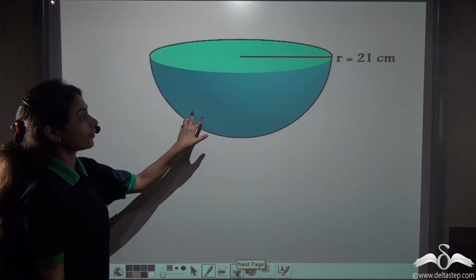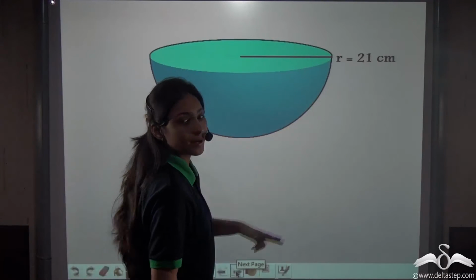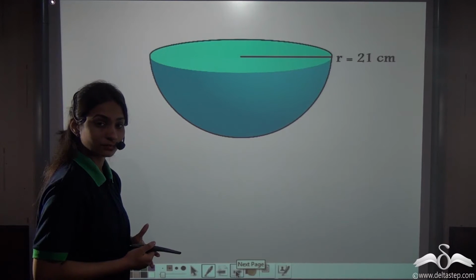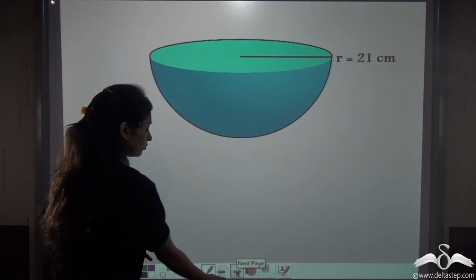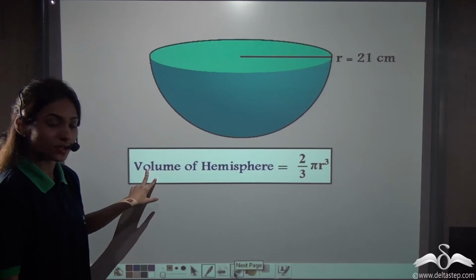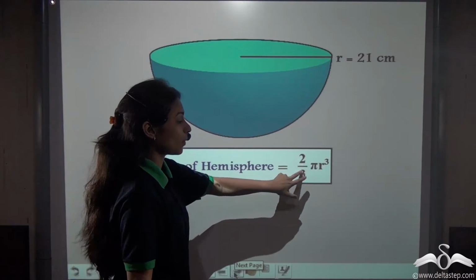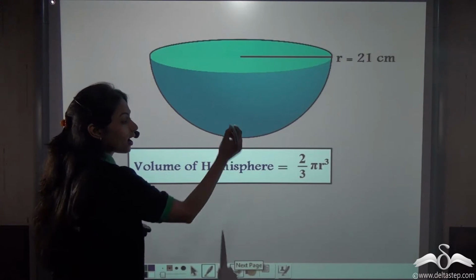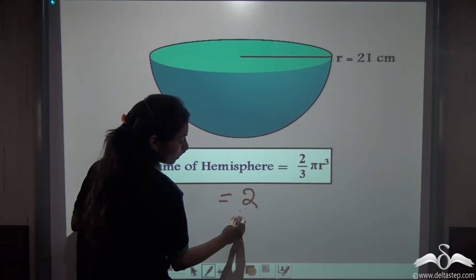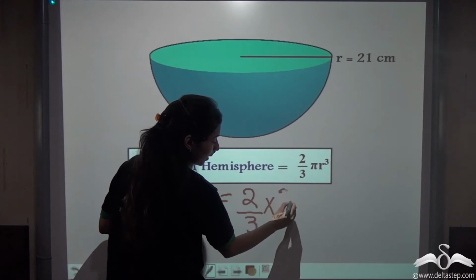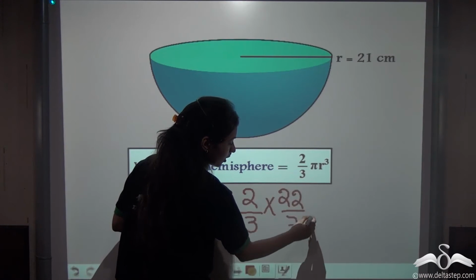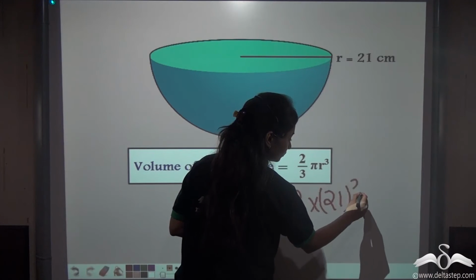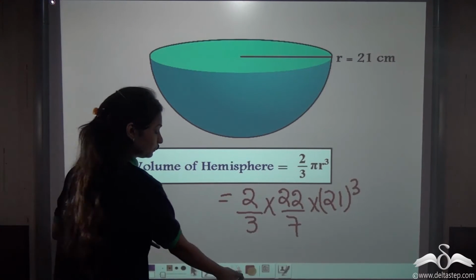Now, we found out that the radius of this hemisphere is 21 centimeter. So, can you find out the volume of this hemisphere? Well, the volume of the hemisphere, just now we found out that it's 2 by 3 pi r cube, r representing the radius of the hemisphere. So, putting r's value, we get 2 by 3 into pi, that is 22 by 7, into r cube, that is 21 cube. Now, solve this.